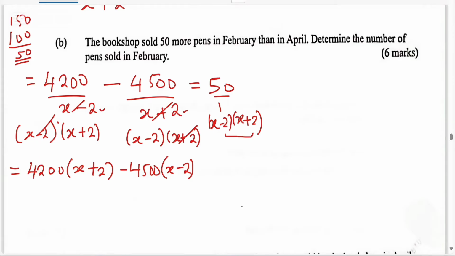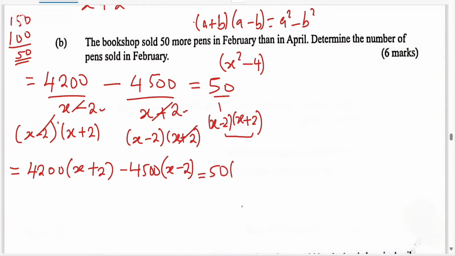And how do you multiply them? The easiest way, unataka multiply a plus b, a minus b. You just take the square of a and the square of b, subtract them. So in our case, the square of x, so x squared, the square of 2, minus 4. So equal to 50 multiplied to x squared minus 4. Sawa paka hapo.